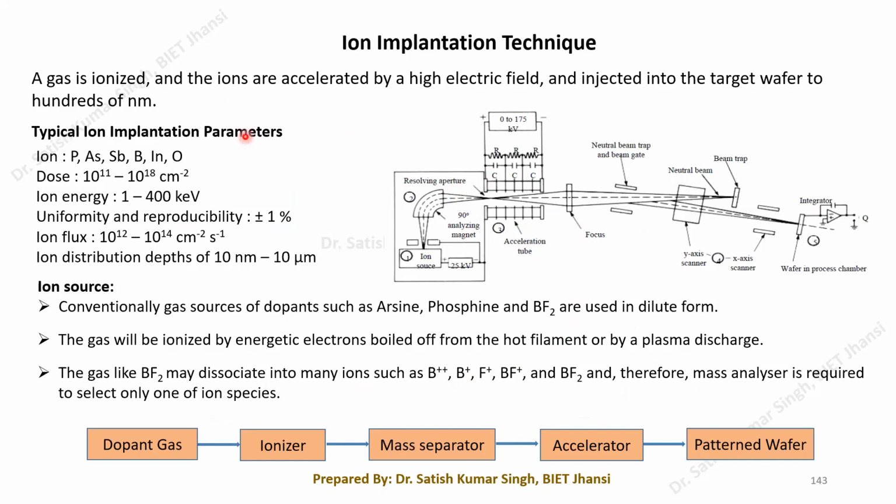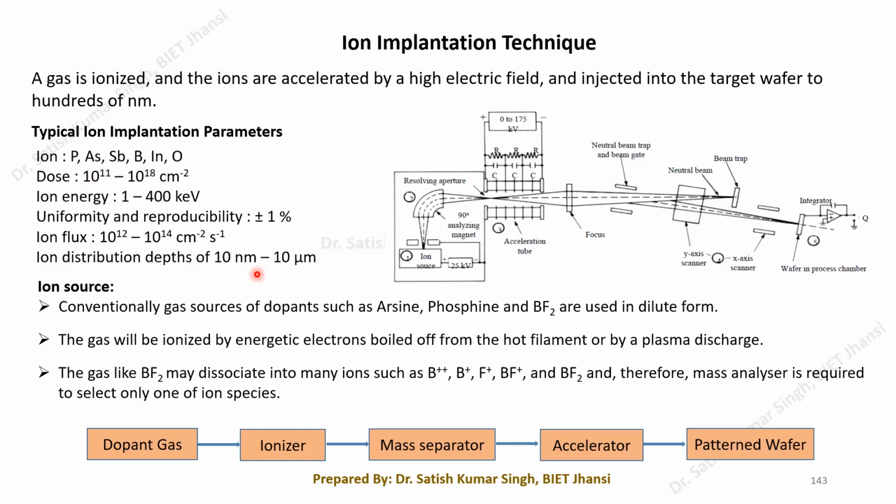These are a few ion implantation parameters, in which we can see that we can dope different materials. A wide range of materials can be doped, and the dose can be varied from 10 to the power 11 to 10 to the power 18 per centimeter square. Similarly, the ion energy varies from 1 to 400 kilo electron volt. It will depend on what depth of penetration you want and what particular dopant you want to dope.